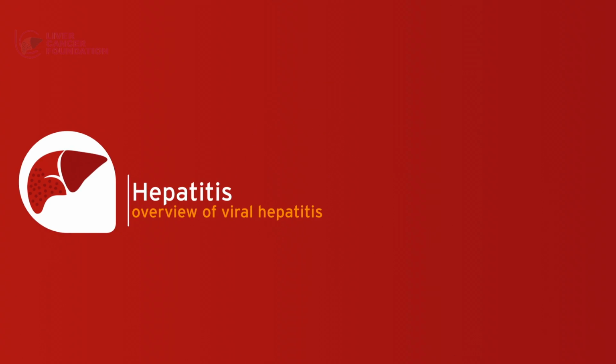Today we're going to look at the overview of viral hepatitis. Now, hepatitis is made up of two words. It's a Latin word, hepa, meaning liver, and itis, meaning inflammation. So when we say hepatitis, we mean inflammation of the liver. So we're looking at what are the things that will cause inflammation of the liver.